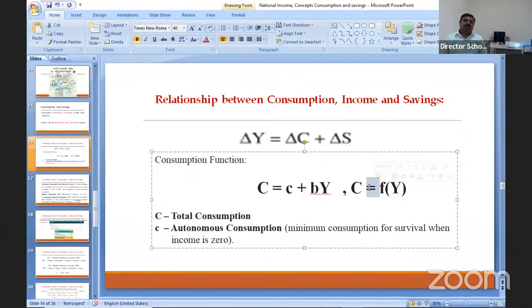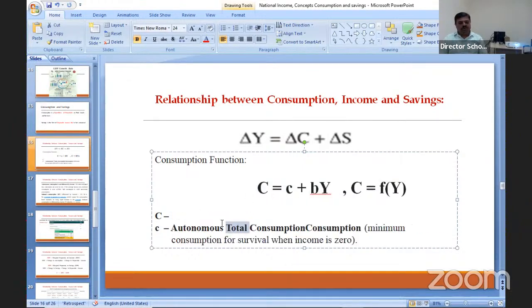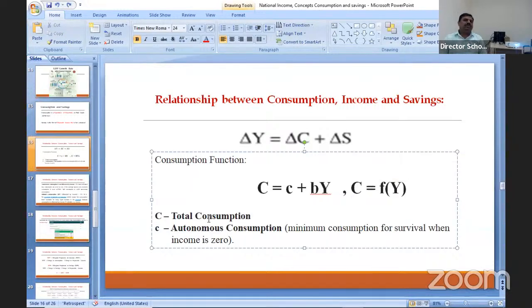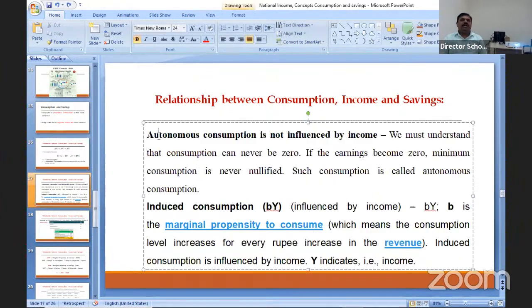And the consumption function can also be narrated in this equation in the same way. Basically, consumption divides into two categories: autonomous and induced consumption. Consumption depends upon these two types of consumption. I think in the last lecture we got a clear idea about autonomous consumption and induced consumption.